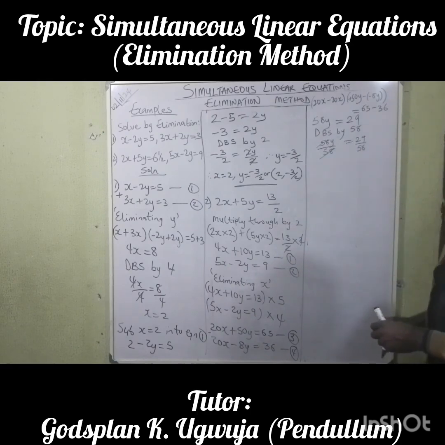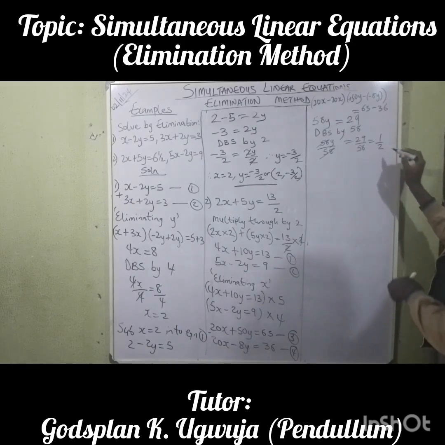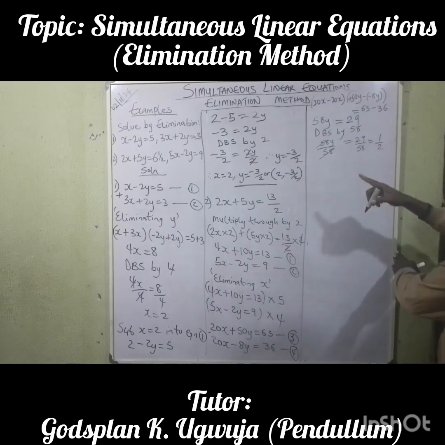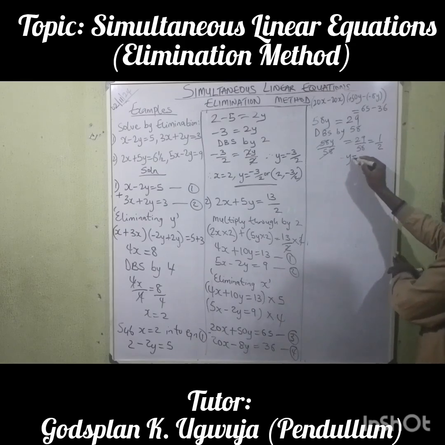This will cancel this. Now I think this will give you 1 over 2, because 29 times 2 is 58. So therefore y is equal to 1 over 2.